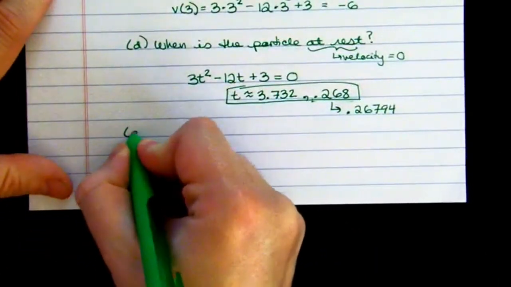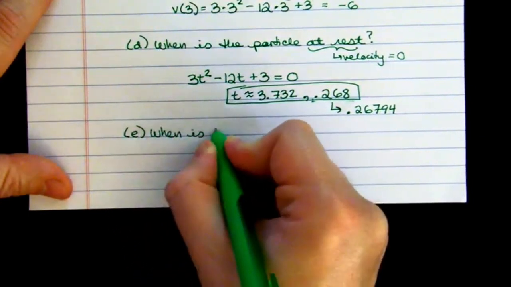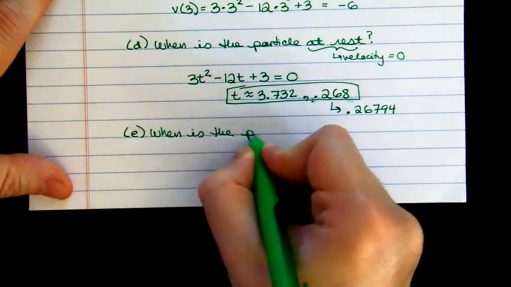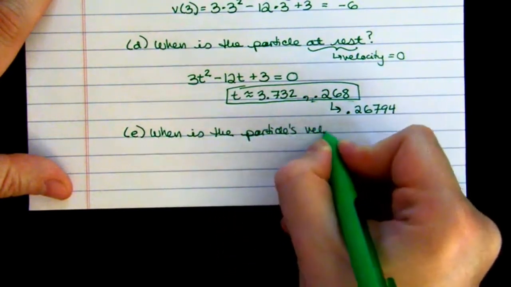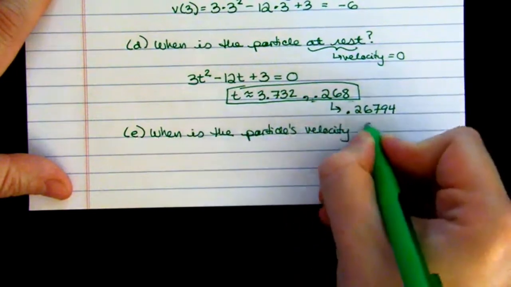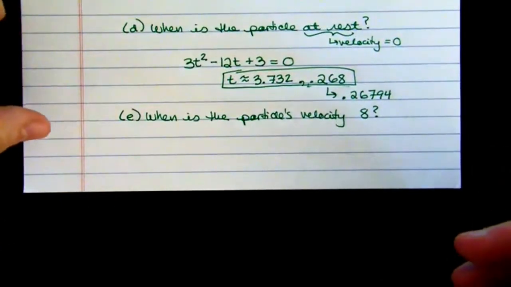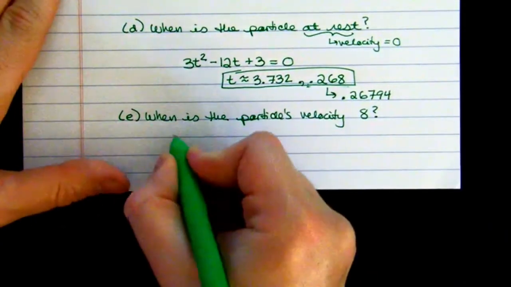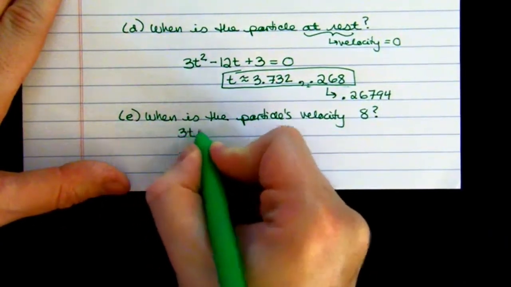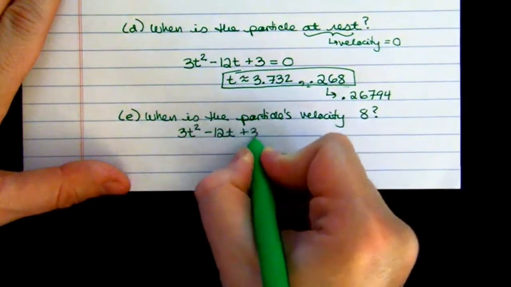Next, when is the particle's velocity 8? When does the particle have a velocity of 8? Well, what you're going to need to do here is set your velocity equal to 8. I'll take my velocity function, 3t squared minus 12t plus 3 equals 8.